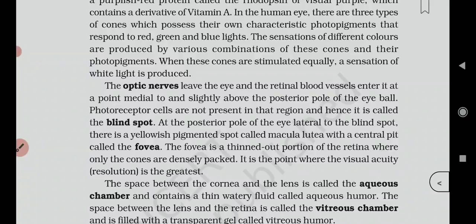These action potential impulses are transmitted by optic nerves to the visual cortex area of the brain, where the neural impulses are analyzed and the image formed on the retina is recognized based on earlier memory and experience.